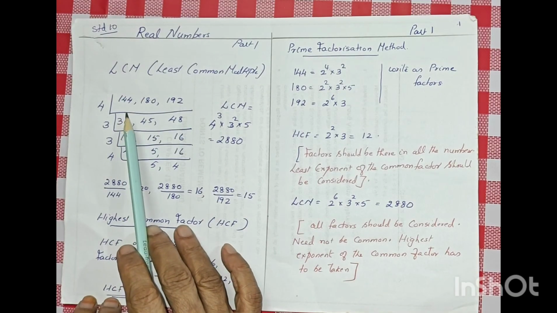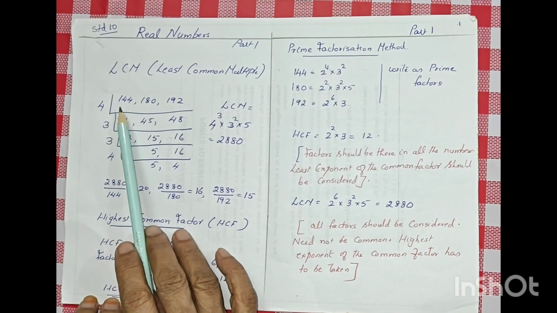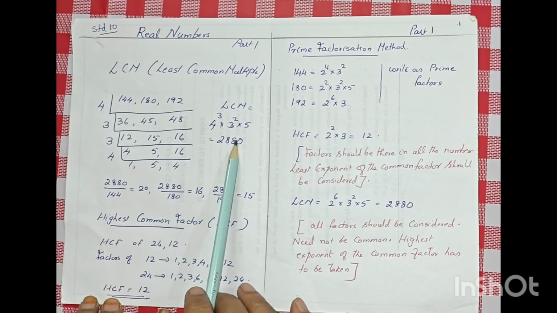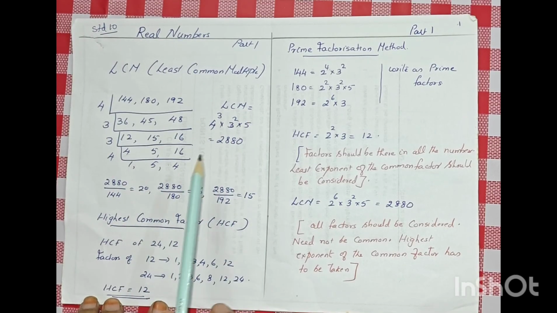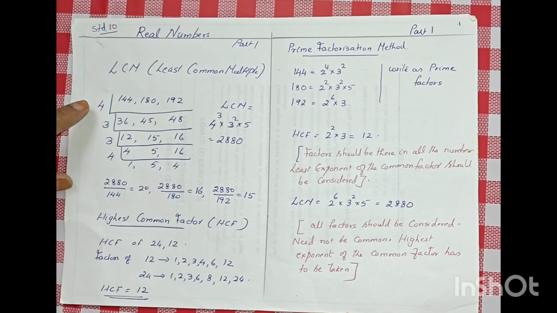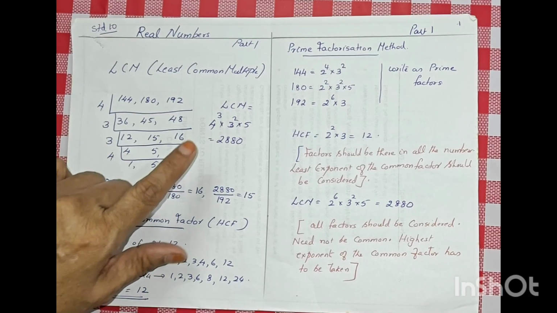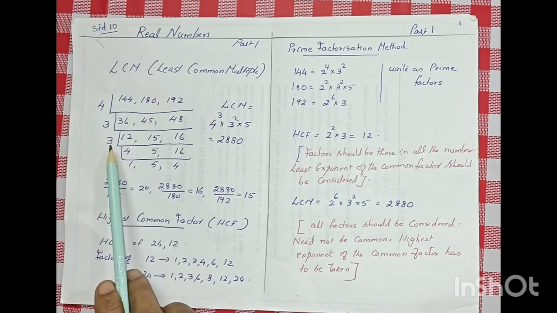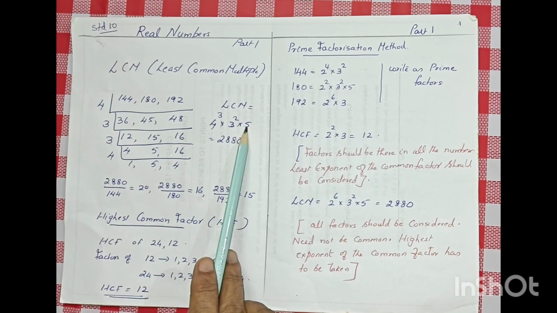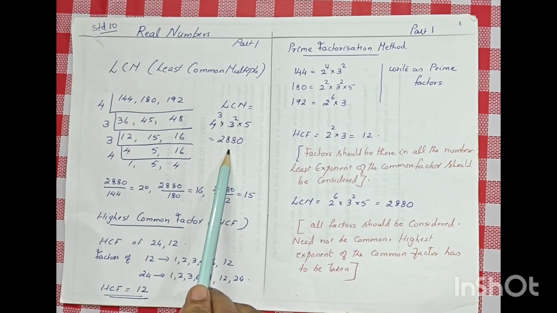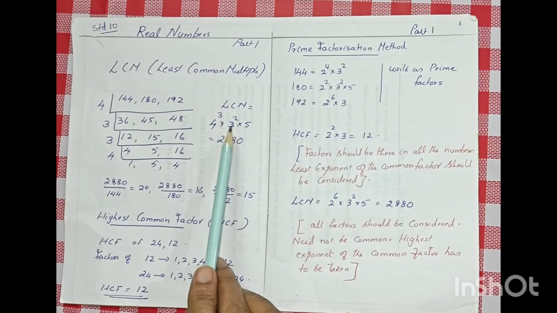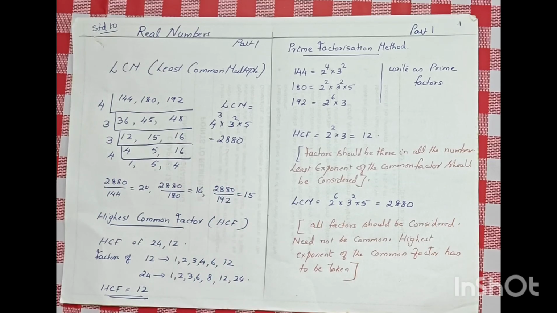So you have learned how to find the LCM. This is the normal way that you find LCM. You will divide it with the common factor, and then 4 three times is there, so 4 cube, then 3 square, and then 5. So the total product is 2880.